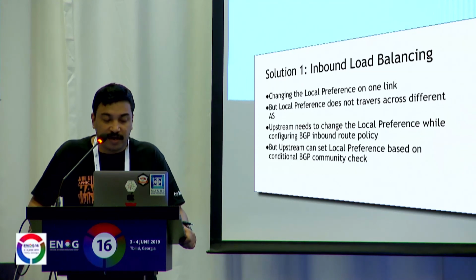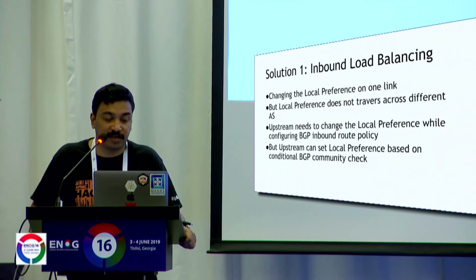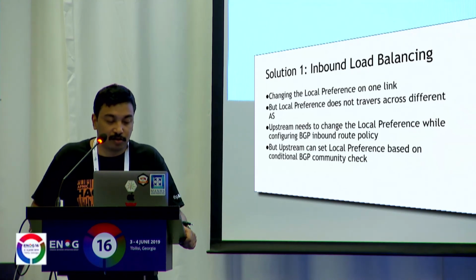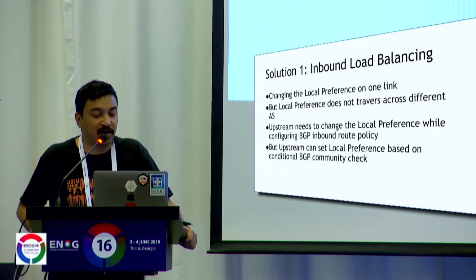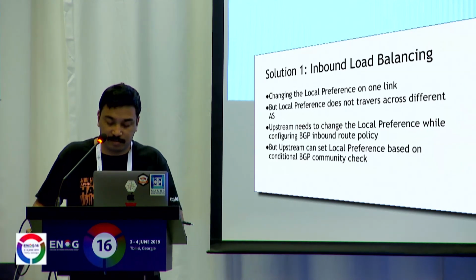Changing the local preference on one link, but local preference actually does not traverse across different AS numbers. So upstream needs to change the local preference while configuring BGP inbound route policy. But upstream can set the local preference based on a conditional BGP community check.